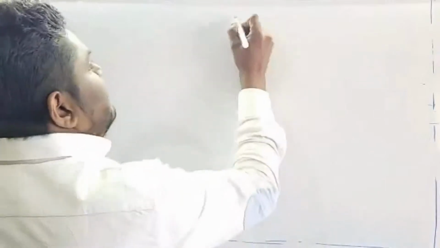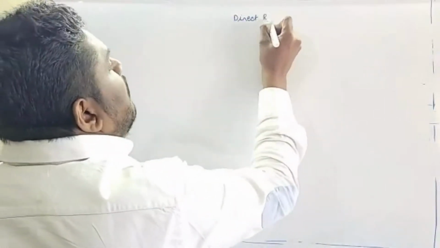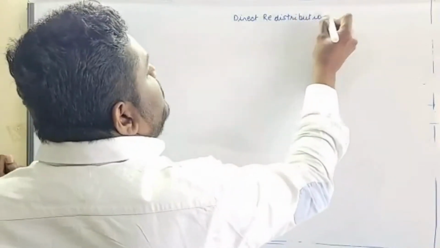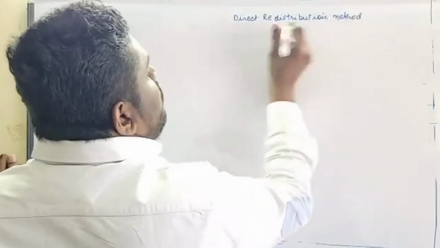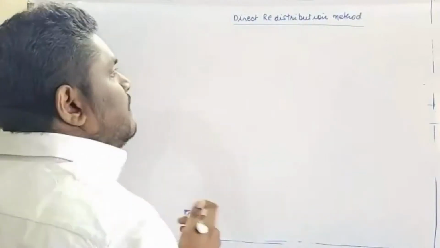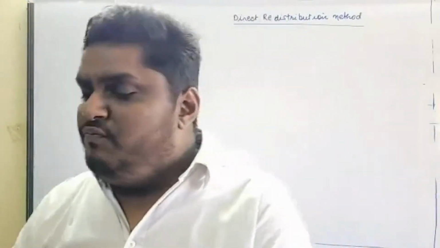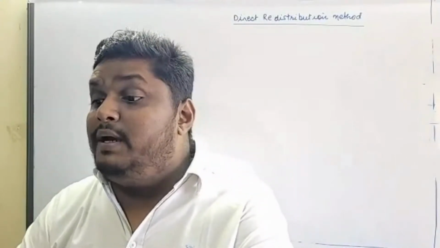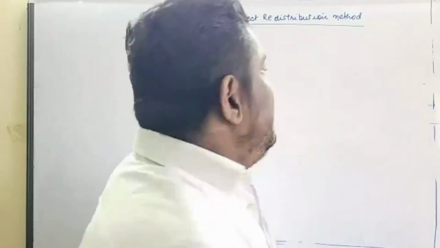The page number is 4.17, illustration number 1. Excel Limited has 3 production departments. We are discussing the first method, that is the direct redistribution method, wherein we are discussing the first illustration. Excel Limited has 3 production departments and 4 service departments. कितने production department है?